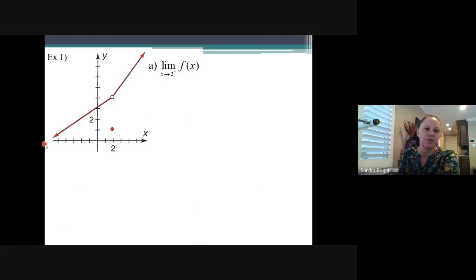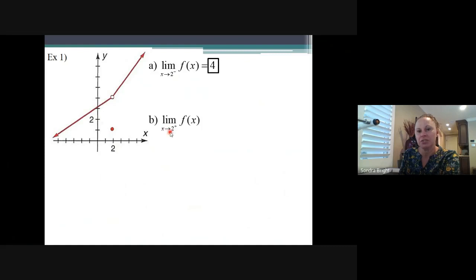All right, so from the left, you're on the right. And as you're getting closer and closer to when x is 2, what's your y value? This guy right here, which would be 1, 2, 3, 4. It's 4. All right, even though there's an open dot there, the limit as it's approaching 2 from the left is 4.